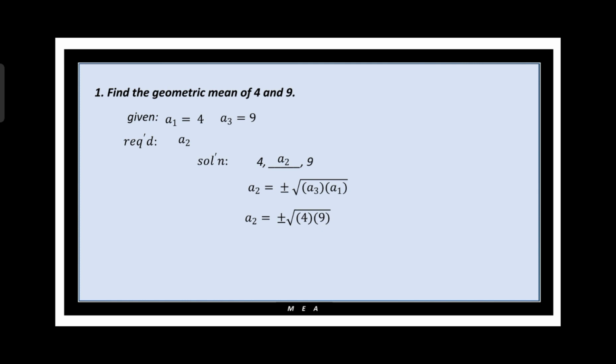9. So, they are both perfect squares. Kahit i-multiply natin siya, it will become positive and negative square root of 36. Therefore, ang ating geometric mean is equal to positive and negative 6. So, a sub 2 is equal to positive and negative 6. Okay, so sana naintindihan itong example number 1.